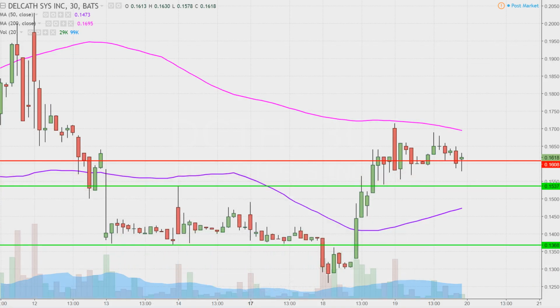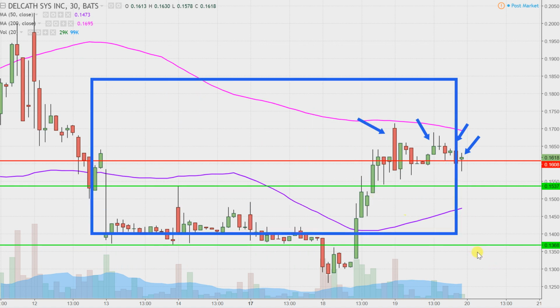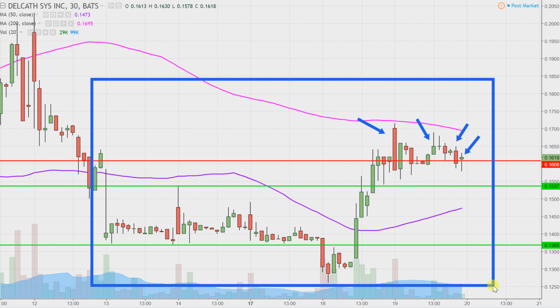Real quick, what do I mean by 30-minute in case maybe you're new to charts? Instead of each one of these candlesticks here representing 1 day's worth of price action, which is what you would normally see, each one represents 30 minutes. So while this may look like several weeks worth of time, it's actually just the past few days broken down into 30-minute time slices.